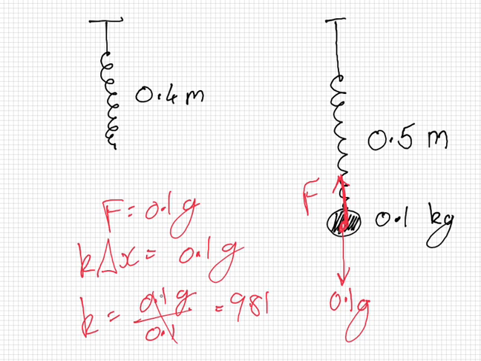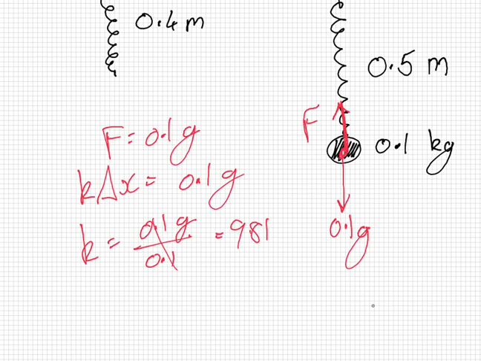0.1 kg. What's wrong? A kilograms. But this is 0.1 gravity G. So you got roughly 10 newtons per meter. What's wrong? Are you sure? It's the difference, the extension. Okay, I'm going to scroll down now.